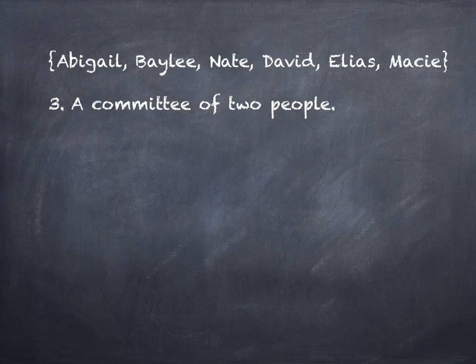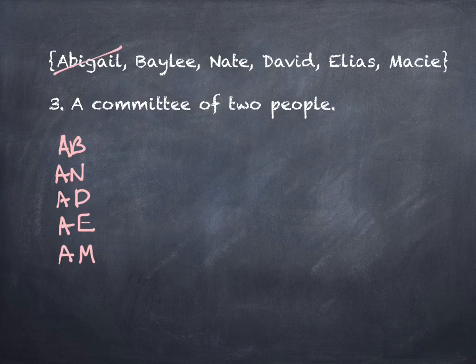So let's pick somebody to start my committee. And since she's first, we're going to pick my daughter, Abigail. Who could be on the committee with Abigail? Bailey. Or I could have Abigail and Nate. Abigail and David. Abigail and Elias. Or Abigail and Macy. And I contend that that's it. Abby doesn't get to be in any more committees. Those are the only 5 committees she could be on. Agreed? So I do not have to write her name down again in this particular problem.